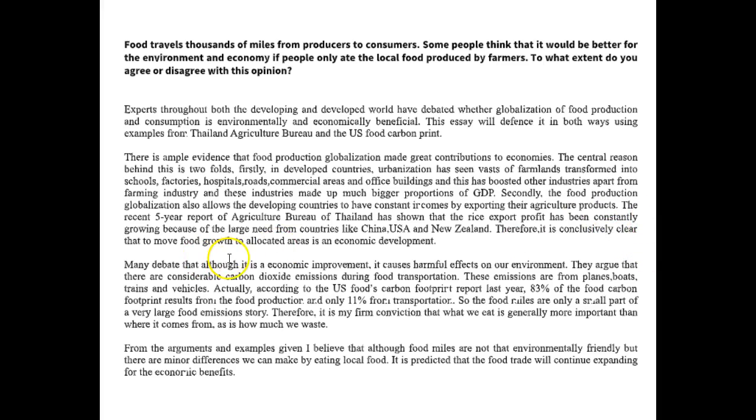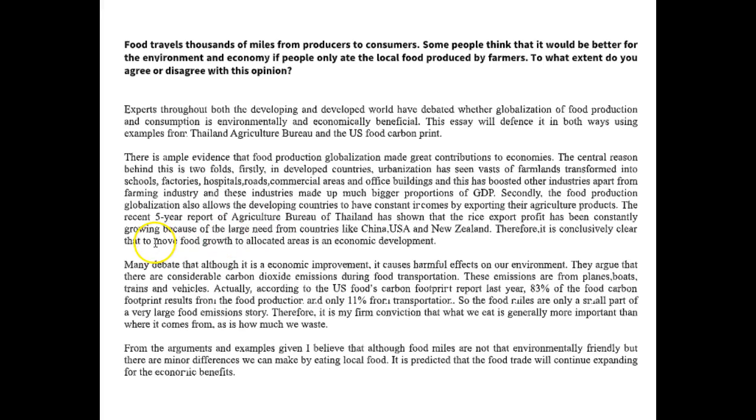Many debate that although it is an economic improvement, it causes... All right, now look at this. You've switched paragraphs. All right, it's a brand new paragraph. It's a new start. So you're starting it, though, with two its. And at this point, you've had so many other nouns in the previous paragraph that it's impossible to understand what that it refers to.